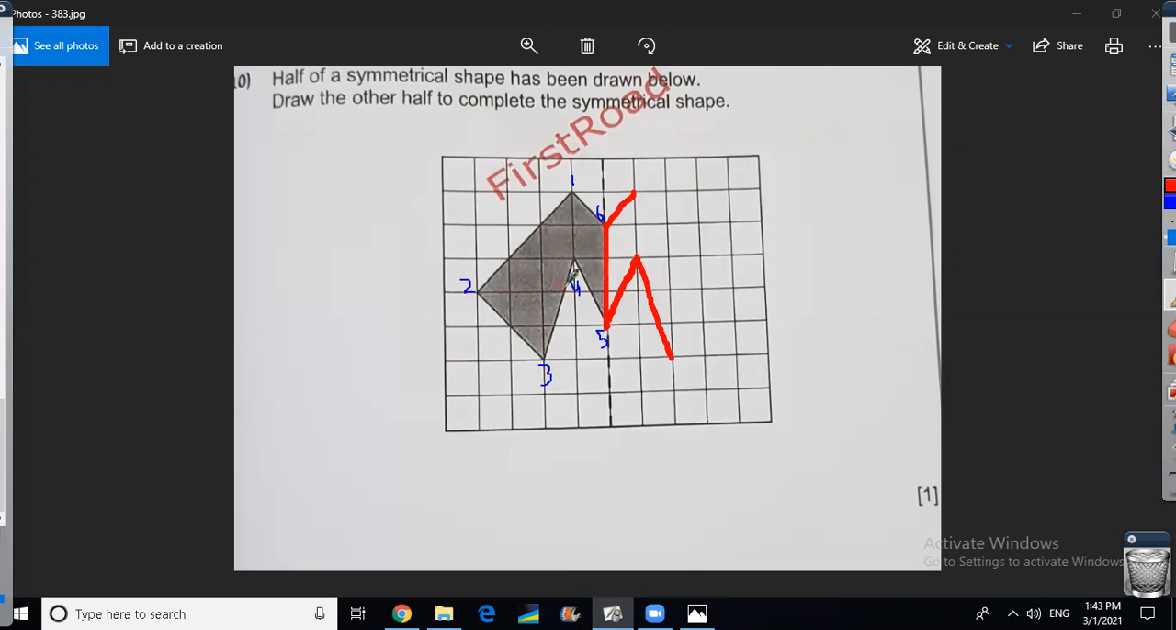1, 2, 3, 4. So 1, 2, 3, 4. Here is 0.2. It's going to be here. And 2 is connected to 3. So I'm going to connect it to 3. The last one is already done. We have done it. So you need to connect now 1 with 2.